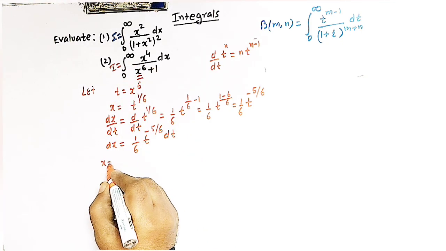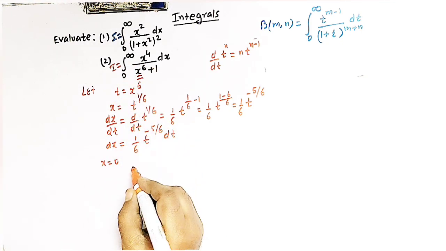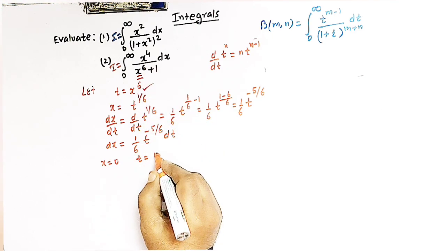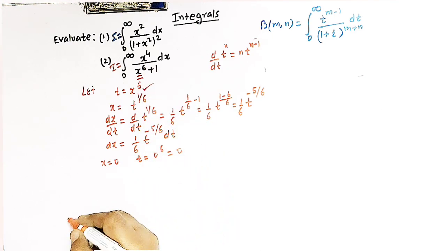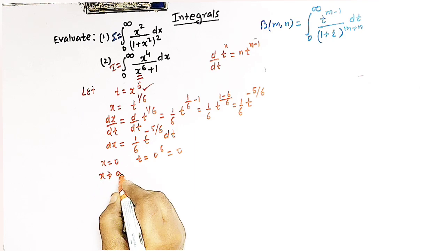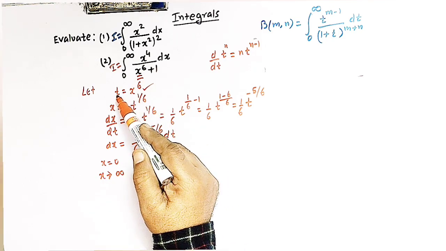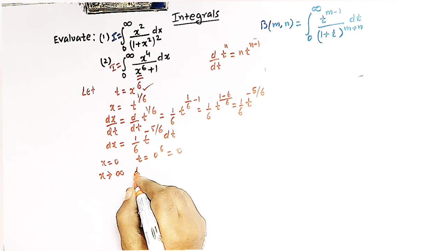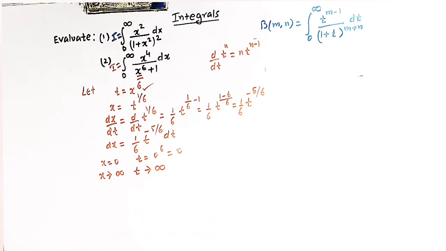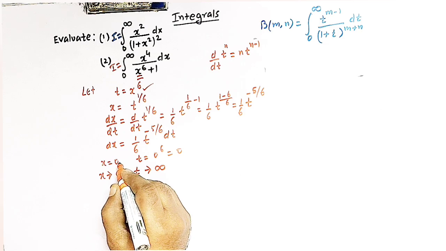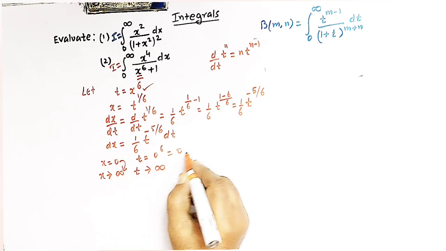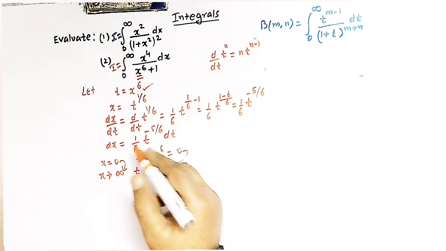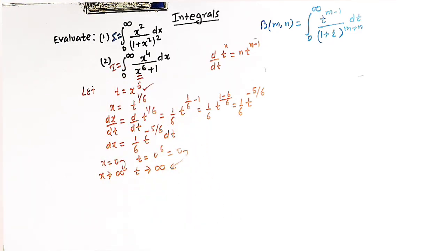So when x is equal to 0, then the value of t is given by this relation, that is 0 raised to 6, that is 0. And when x tends to infinity, then from this relation we can easily conclude that t also tends to infinity, right? So when x varies from 0 to infinity, t also varies from 0 to infinity. So in this case also the limits remain the same.